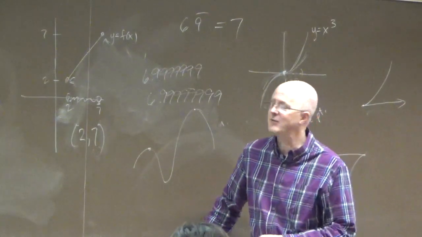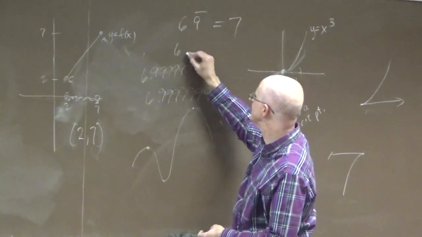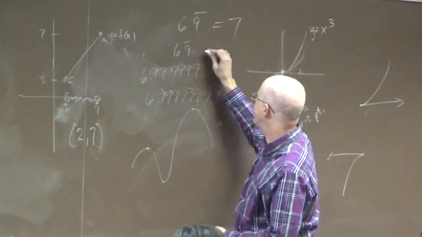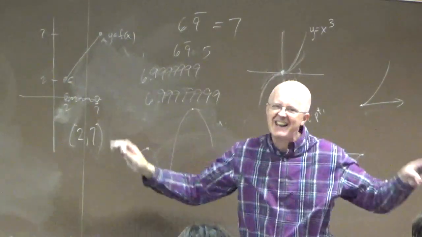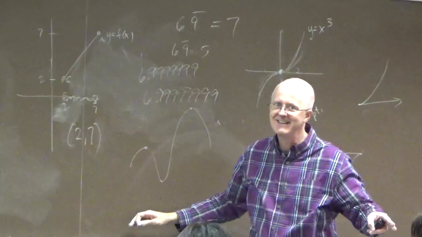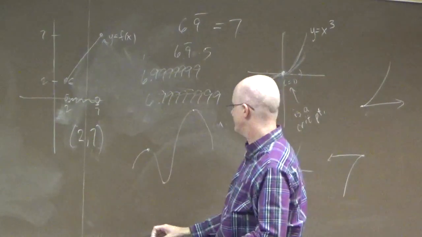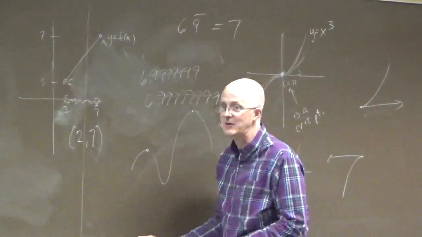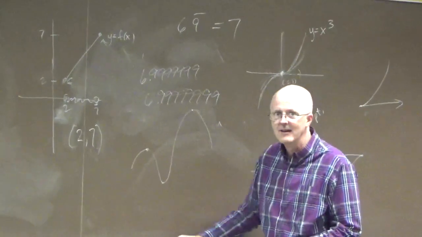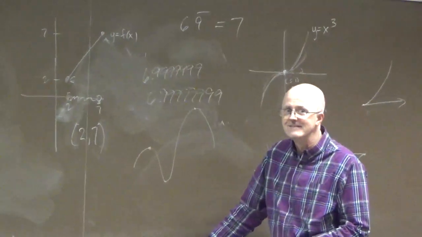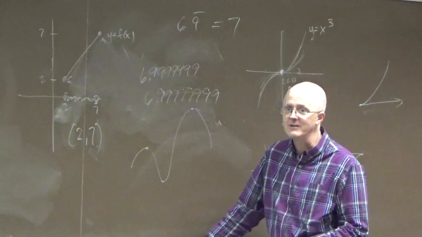And now my son, when he first heard that, he's like, well, Dad, couldn't you do 6.9 repeating and then a 5 at the end? No, that's not allowed. You can't do that. Okay? So 6.9 repeating does equal 7. Just like 0.9 repeating equals 1.